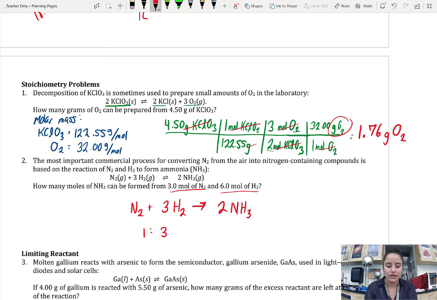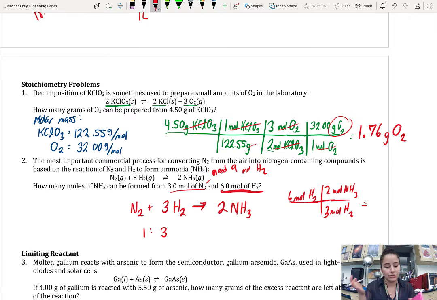For every 1 mole of nitrogen, I need 3 moles of hydrogen. So if I had 3 moles of nitrogen, I would need 9 moles of H2. And I don't have 9 moles of H2. I only have 6. Okay? So if I have 6 moles of H2, for every 3 moles of H2, I get 2 moles of NH3, 2 moles of ammonia, because it's that 3 to 2 ratio. So I have 12 divided by 3, I would get 4 moles of NH3.